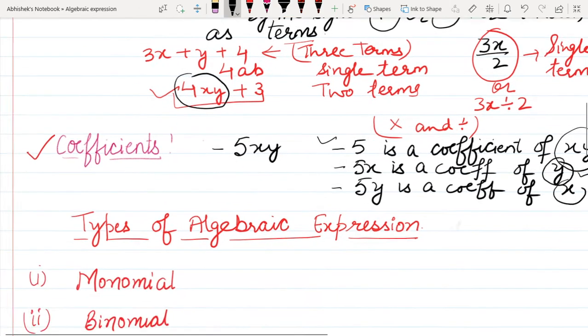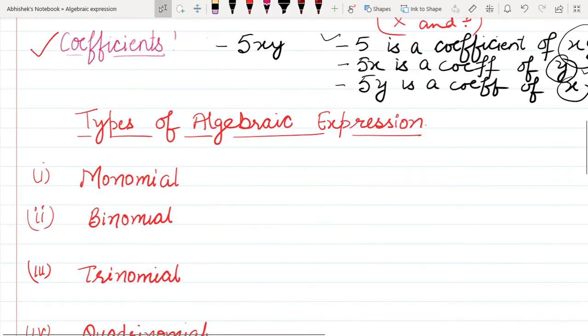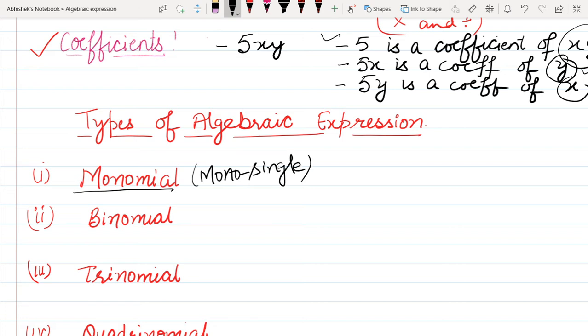Next we are going to start types of algebraic expressions. According to the number of terms, we classify the types of algebraic expressions. The first is monomial. Here is the word mono. Mono means single, or you can say one. So it is clear from the word only, an algebraic expression which consists of only one non-zero term.